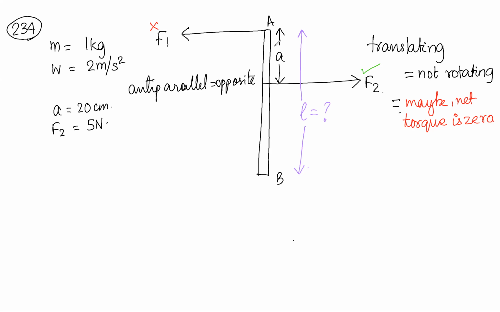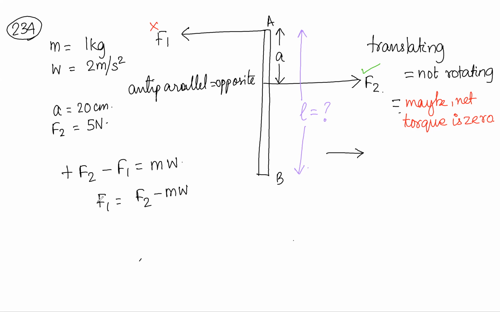It is translating at the rate of 2 meter per second square. So let us say it is moving towards the right, with this acceleration. So we can write plus F2. It could also move towards the left, by the way. So let's explore and find out. So plus F2 minus F1 is equal to mass into acceleration, m into W. We know the value of F2. So F1 is basically equal to F2 minus mW.